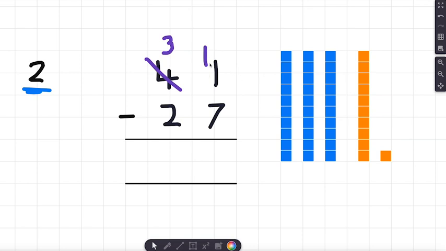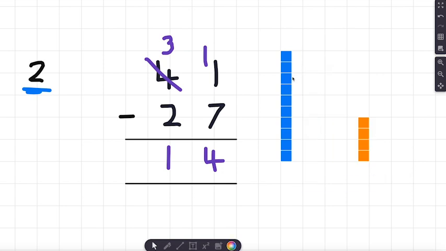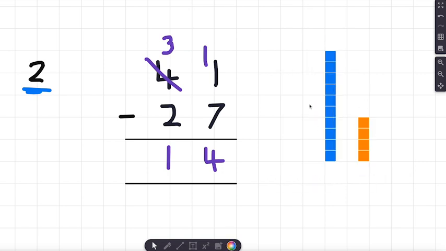Now we can do our subtraction. We can do 11 subtract 7, which gives us 4. And then 3 subtract 2 with the 10s, which gives us 1. 14. And with the blocks, we've got 11 take away 7, so giving us 4 units, and then 3 10s take away 2 10s leaves us with 1 10, and our answer is 14.